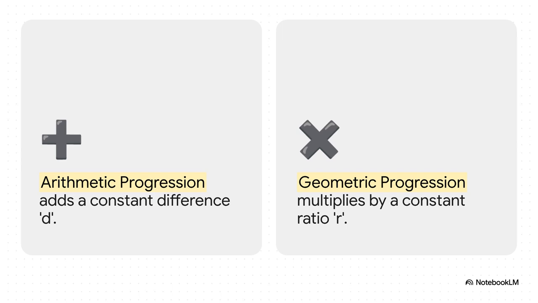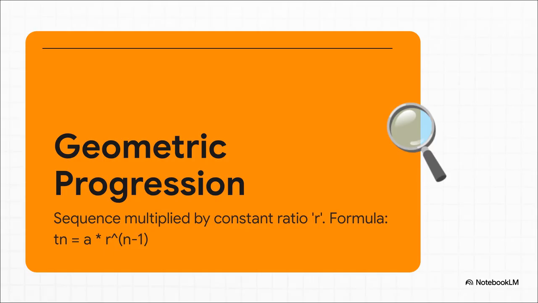Instead of a common difference, we're now dealing with a common ratio, denoted by the letter R. And here is your second major formula. T sub n equals A multiplied by R to the power of n minus 1. Just like before, the absolutely crucial piece here is that n minus 1 exponent. It guarantees that our first term, A, isn't accidentally multiplied by the ratio right out of the gate on day 1. You only start multiplying by the ratio to get to the second term.